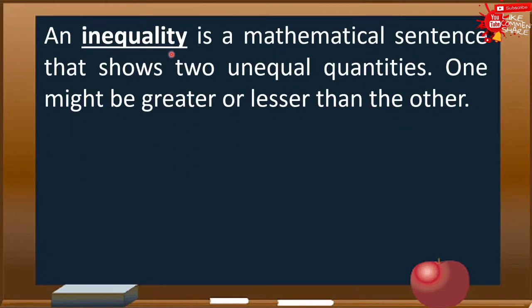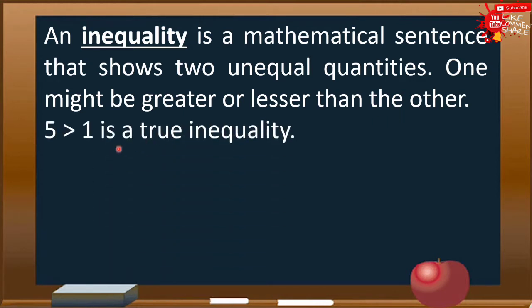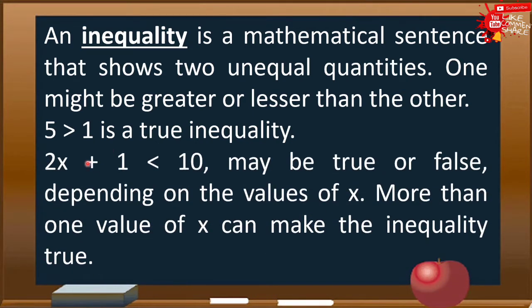An inequality is a mathematical sentence that shows two unequal quantities. One might be greater or lesser than the other. For example, we have 5 is greater than 1. It is a true inequality since 5 is greater than 1. 2x plus 1 is less than 10. So it may be true or false, depending on the values of x. More than one value of x can make the inequality true.